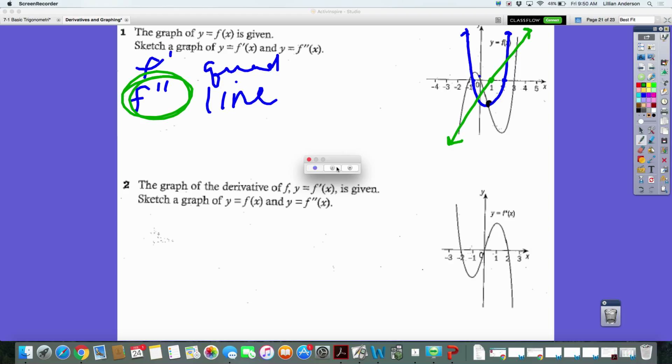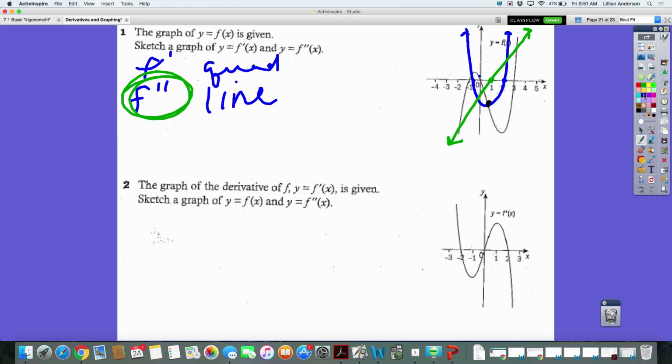Our original function looked like a what? What did our original function look like? Give me the shape. It looks like an upside down W, or like an M. There we go. Okay. So remember, wherever there's an x-intercept on your derivative, there is an extrema.